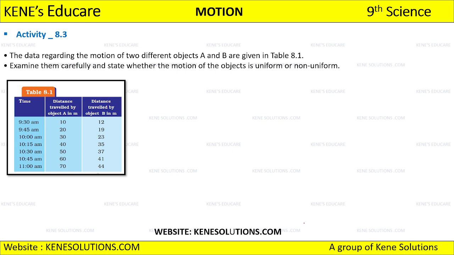us to know about uniform and non-uniform speed, and it wants us to show that if a vehicle travels the same distance in the same unit of time, the vehicle is in uniform motion. Okay, the vehicle is in uniform motion.